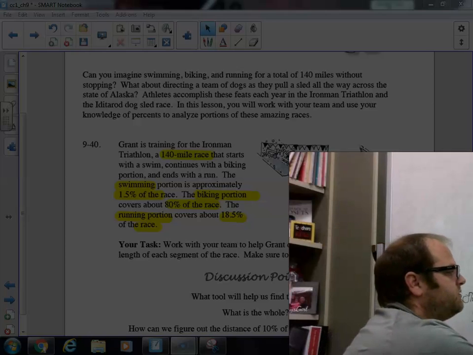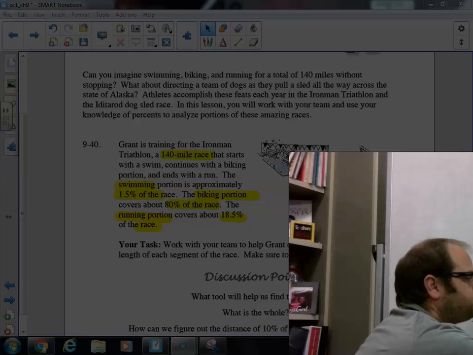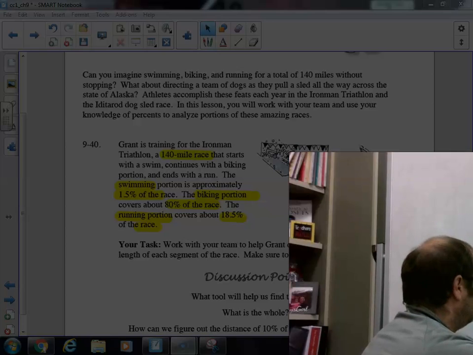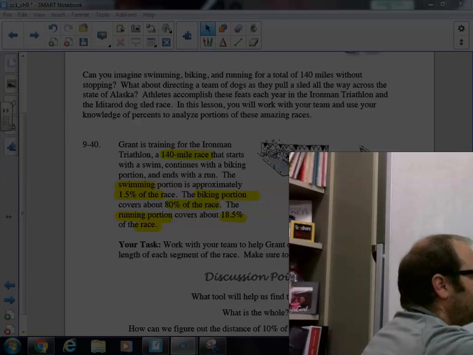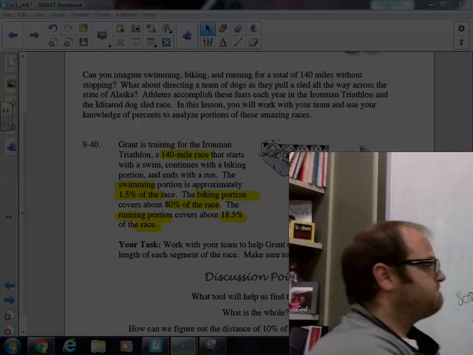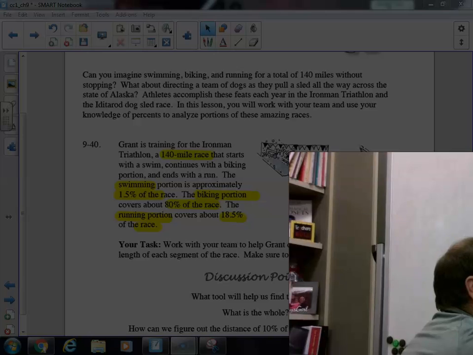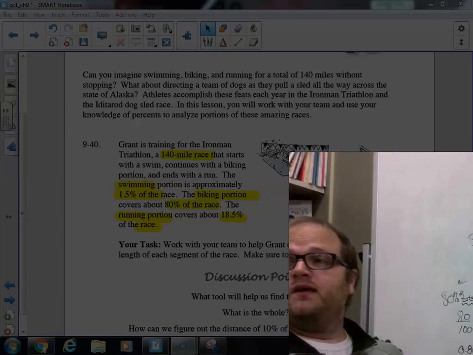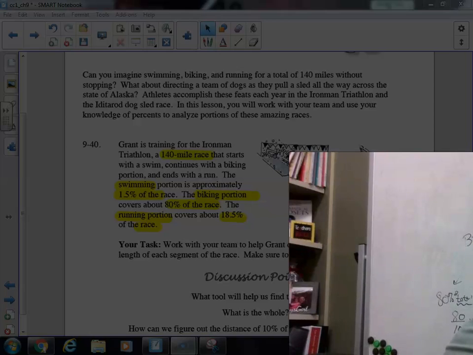If we want to know what 18.5% of our total is, again, we can write it as 18.5 out of 100, because it's 18.5 per 100, or we can write the decimal 0.185, and multiply by our total of 140. Those would both give us 25 and 9 tenths. So that means we biked for 112 miles, and we ran for 25 and 9 tenths miles. Our last part of this triathlon is swimming. So 1.5% is 1.5 out of 100, or again, as a decimal, it is 0.015. And we multiply by our total of 140 miles. So if we multiply that by 140, we should get 2.1 miles, 2 and 1 tenth miles.